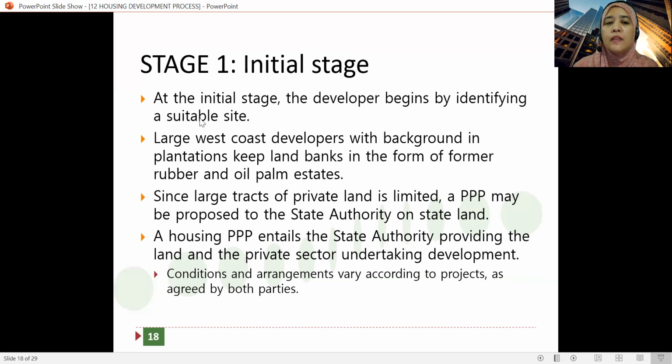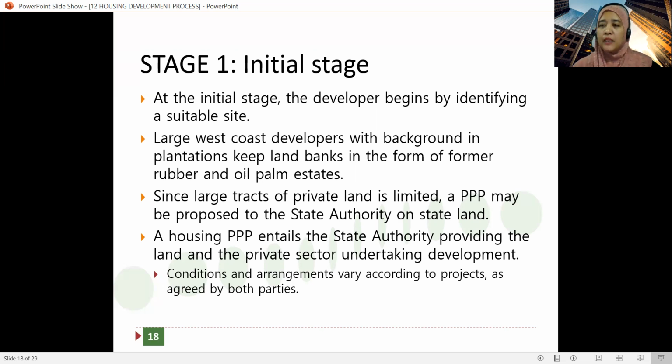Developer begins by identifying a suitable site. For major developers who have been involved in plantations, whether rubber plantations or oil palm estates, oil palm plantations, they have their land banks in the form of those estates. The estate may once have been suitable as an estate, but with impending development, development has crept into that area, and it may no longer be suitable to still be used as agricultural land, estate land. So the highest and best use is no longer agriculture, no longer rubber plantation, no longer oil palm estate. So now it could be a township, could be housing schemes.